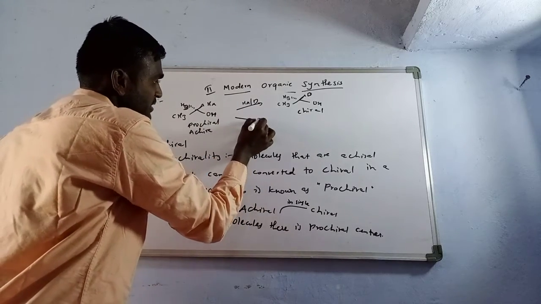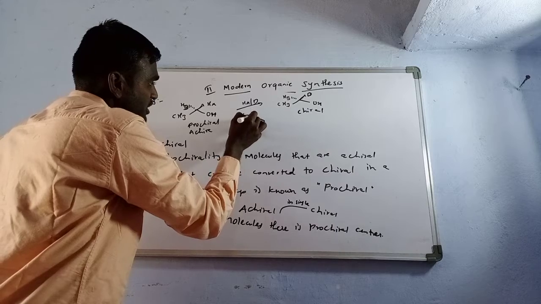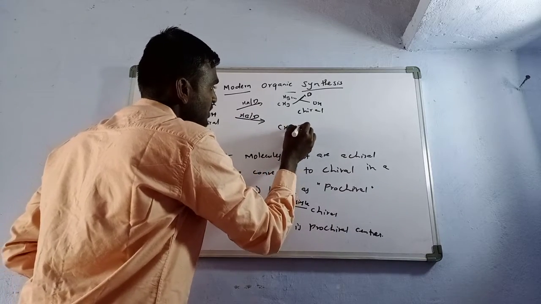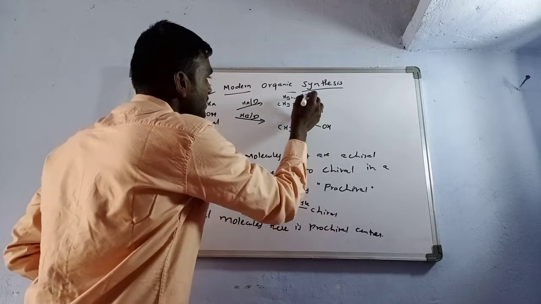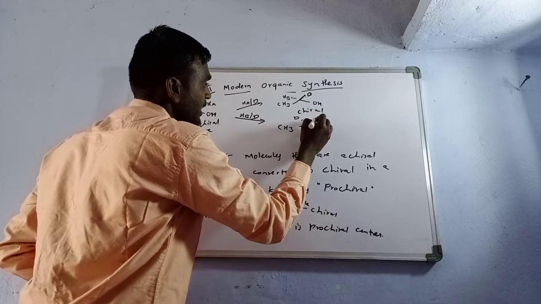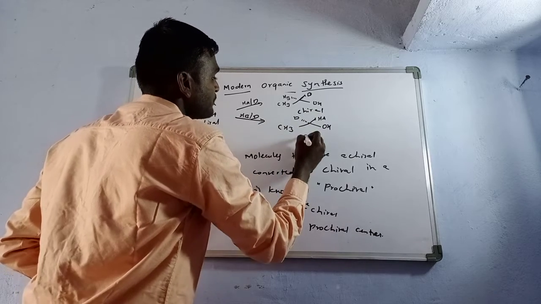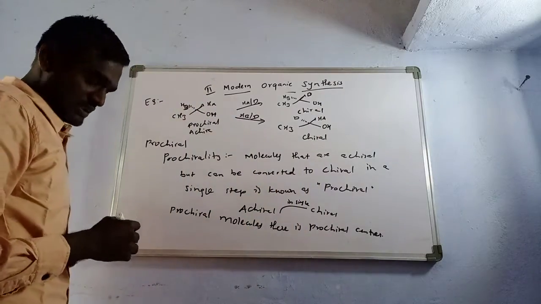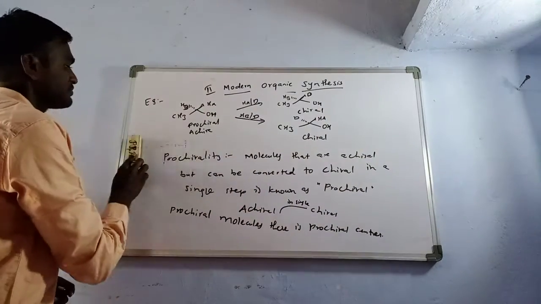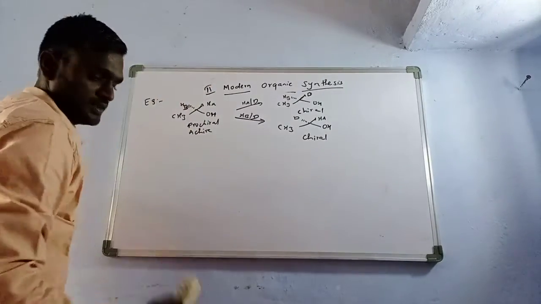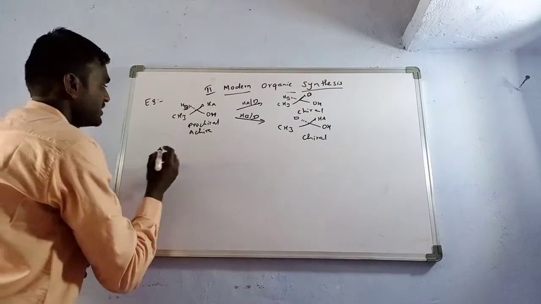In the same way, here HB is replaced by deuterium. What happened? Similarly, here OH is there. If HB is replaced by deuterium, here D and here HA, so this is also a chiral molecule. Let's see another example.